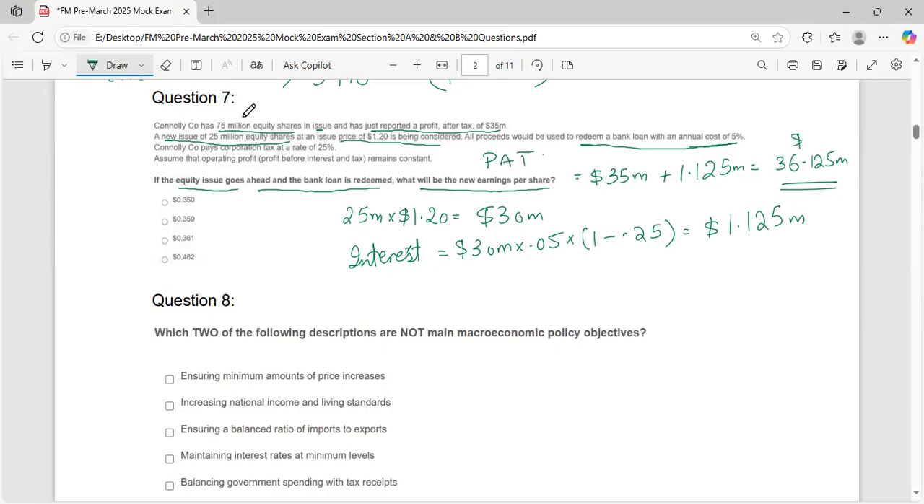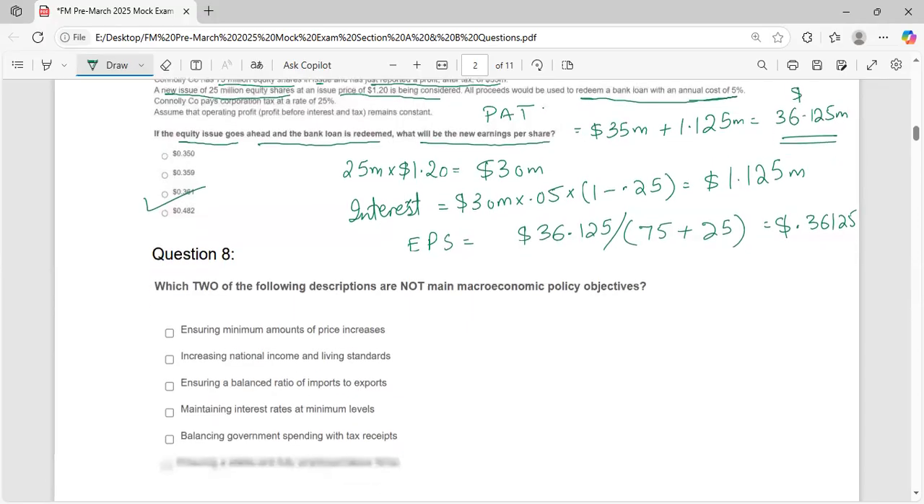Previously we have 75 million shares. Now we have additional 25. So EPS is equal to 36.125 divided by 75 million shares plus 25. So total we have 100 million. So the answer will be 0.36125 earnings per share. This is the right answer.